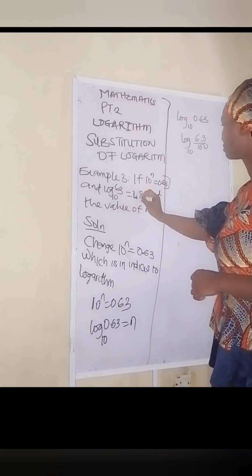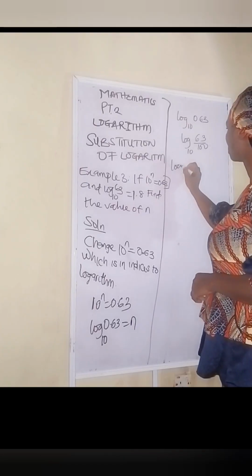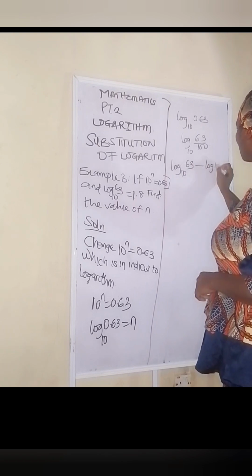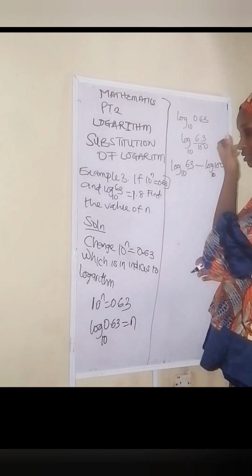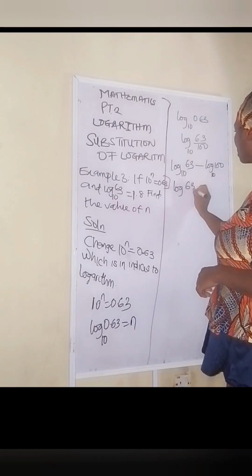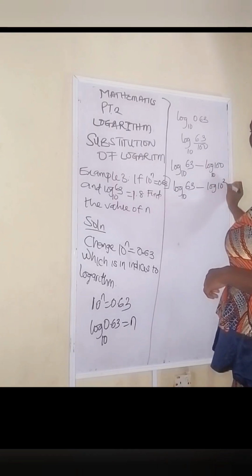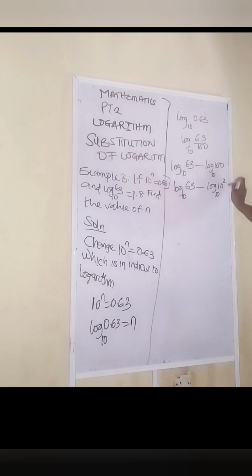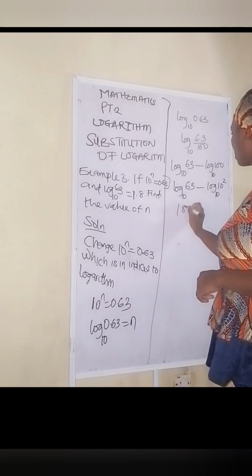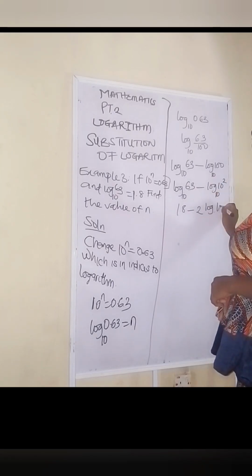So now division is subtraction. So that's log 63 base 10 minus log 100 base 10. Have you seen that now? Before then, we want to change this one to 10 raised to power 2. Have you seen it now? 100 is 10 raised to power 2. So what is log 63 base 10? 1.8. So just 1.8 minus, so this 2 will come down here. That will be 2 log 10 base 10.